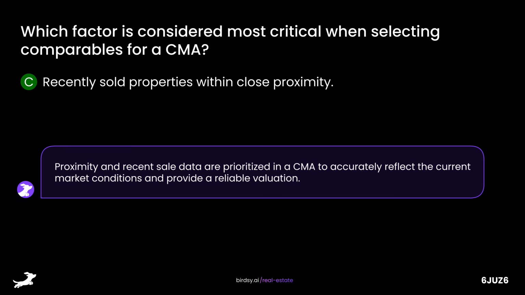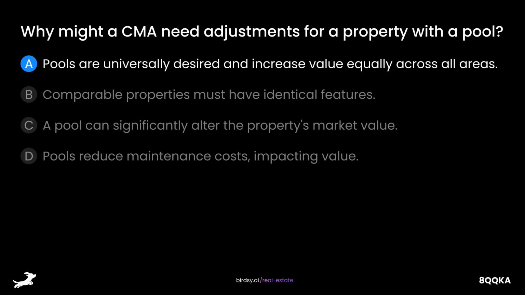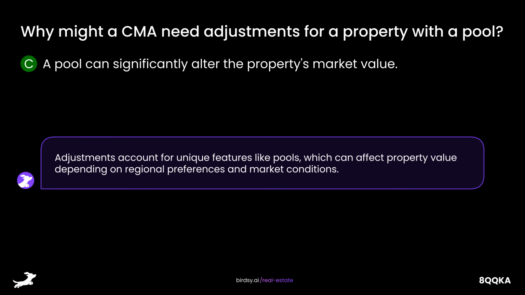Why might a CMA need adjustments for a property with a pool? Is it A, pools are universally desired and increase value equally across all areas, B, comparable properties must have identical features, C, a pool can significantly alter the property's market value, or D, pools reduce maintenance costs, impacting value? The answer is C, a pool can significantly alter the property's market value. Adjustments account for unique features like pools, which can affect property value depending on regional preferences and market conditions.